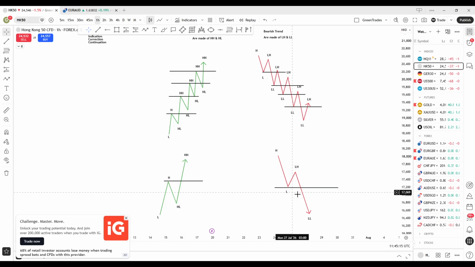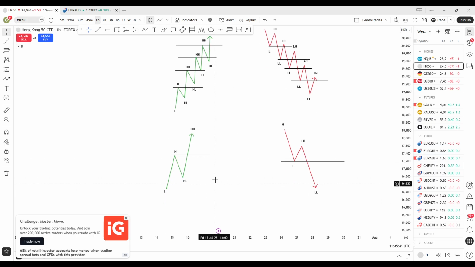Now, there's something called swing points, right? So swing points are either the highest or the lowest points of the market. So, for example, this is a swing point, it's a swing high, right? This is a swing high because that's the highest point of the market. That's a swing high. That's a swing high. When it comes to swing lows, this is a swing low. This is a swing low. This is a swing low. That's a swing low.